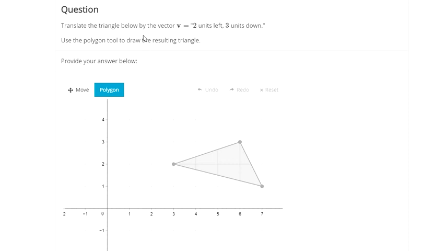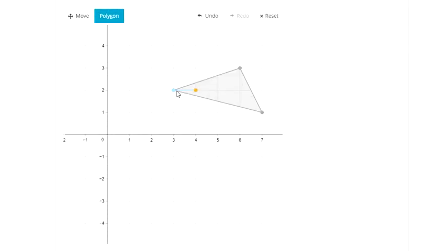We're supposed to translate it. It says by a vector. Don't be intimidated by that. It just means 2 units left, 3 units down.